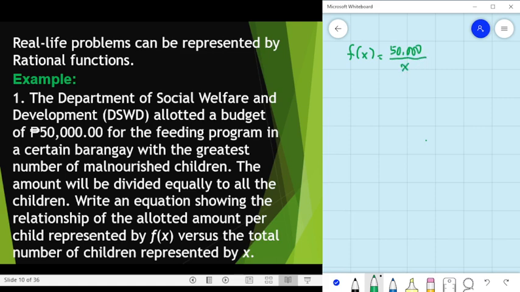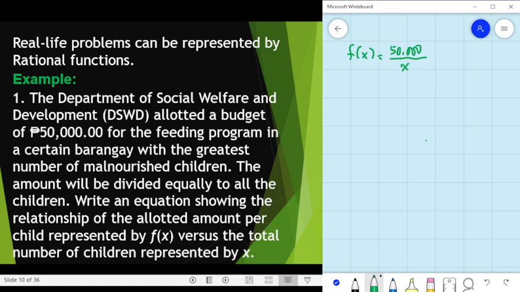So for example, if there are only 5 malnourished children in a certain barangay, therefore 50,000 divided by 5. If there are 10, then 50,000 divided by 10. Then, if there are 50, then 50,000 divided by 50. So, this is a representation of this real life problem, and it can be represented using the rational function.